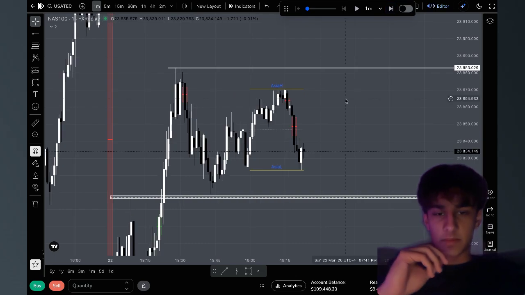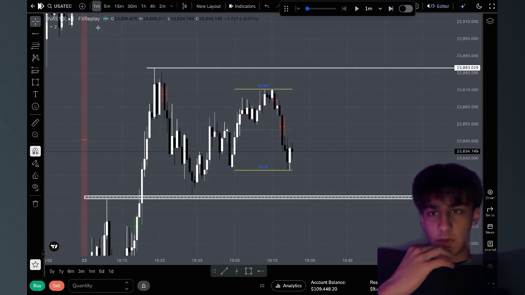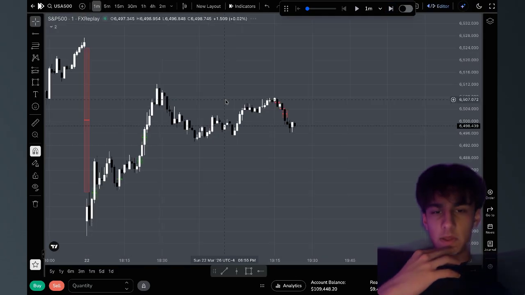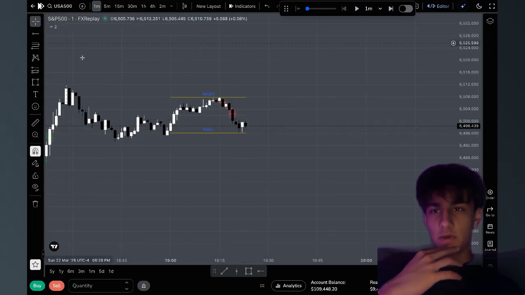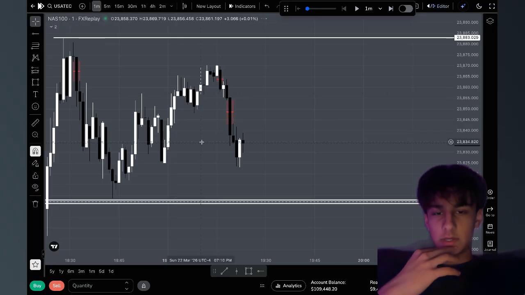So it looks like we come down here. We take out this low on NASDAQ, this 1 minute low. And on the S&P, as you can see, we have an SMT over here. We're above this low. So that looks good for longs.